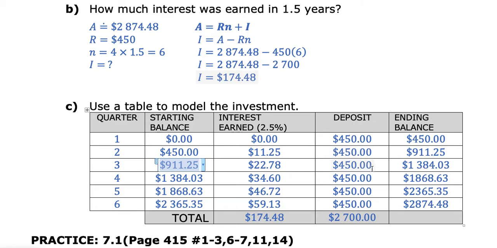All right, so that being said, we make a deposit at the end of this interval, third quarter, and add this row, the starting balance, the interest that's earned, and the deposit to get our ending balance. This process continues until the end of 6 quarters, which is 1.5 years, as our problem was suggesting, and our balance is $2,874.48. So notice the sum of these deposits is the $2,700. Our total amount is here, and that difference is the sum of the interest.